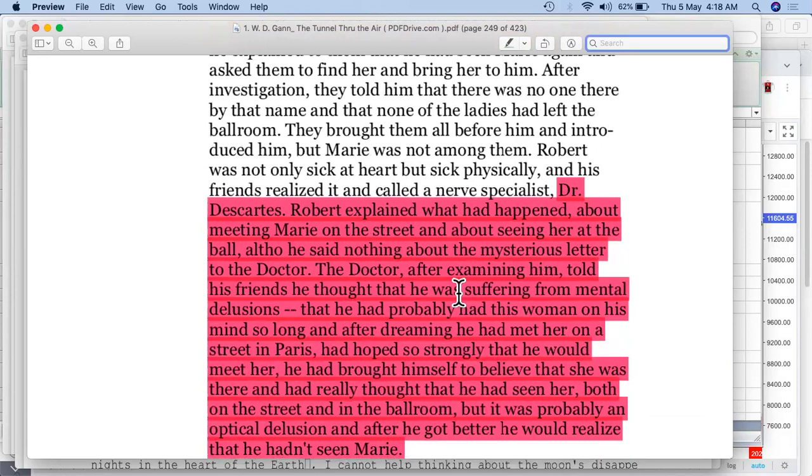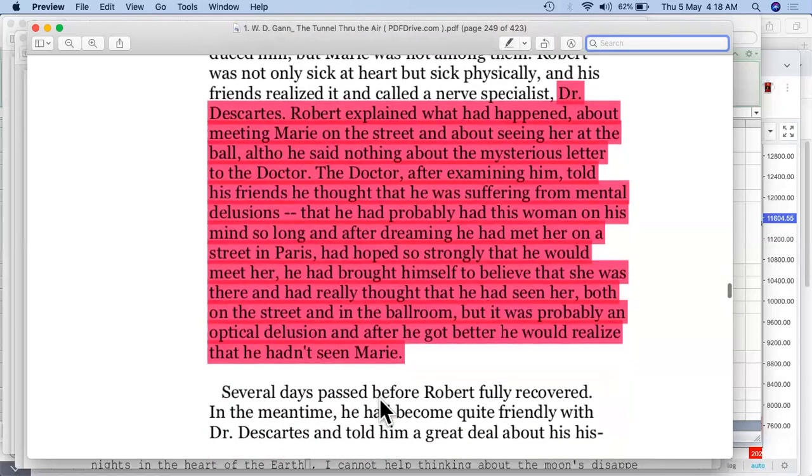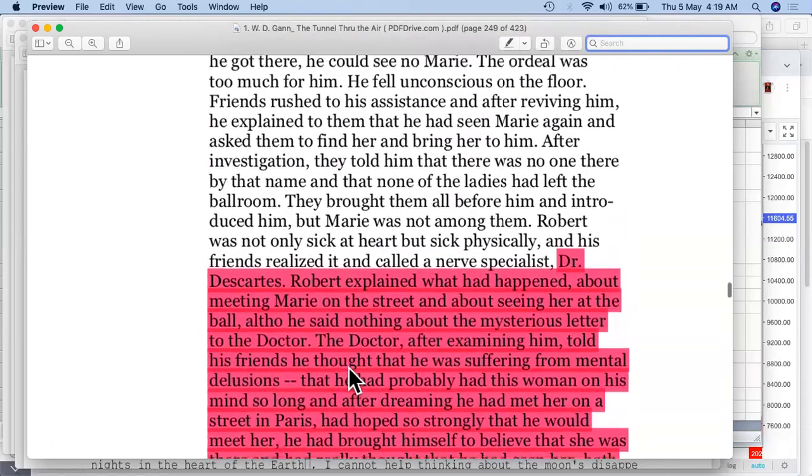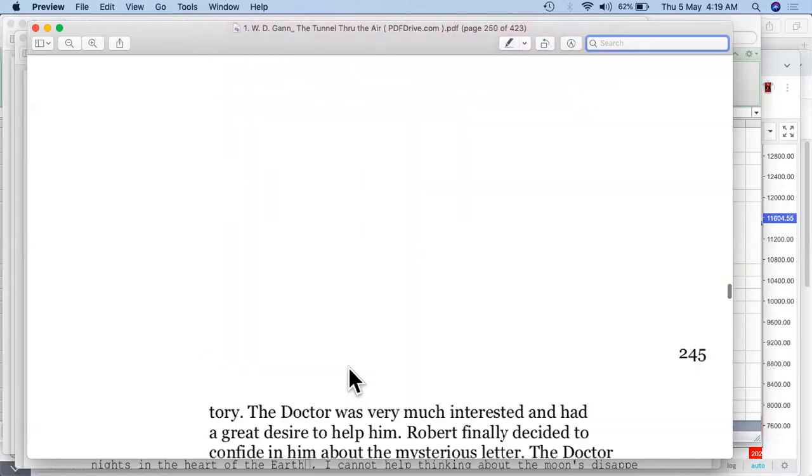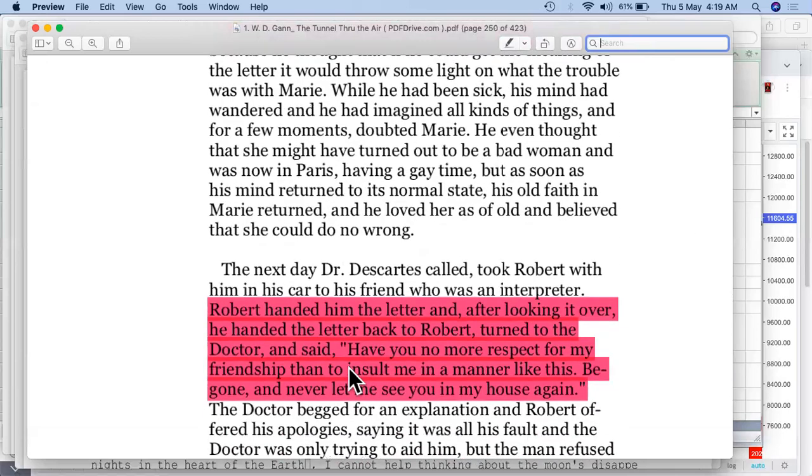So Dr. describes, Robert explained what had happened about meeting Mary on the street and about seeing her. He explained all the things, and his hope was so strong that he would meet her. He had brought himself to believe that she was there and had really thought that he had seen her both on the street and in the ballroom, but it was probably an optical delusion. And after he got better, he would realize that he hadn't seen Mary. So probably this is the story, that okay, this was more of an illusion.